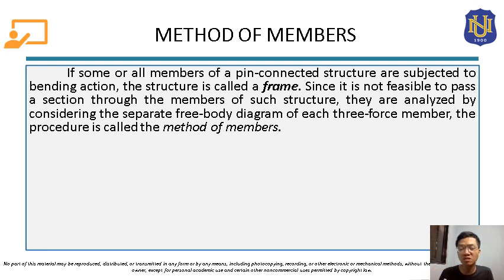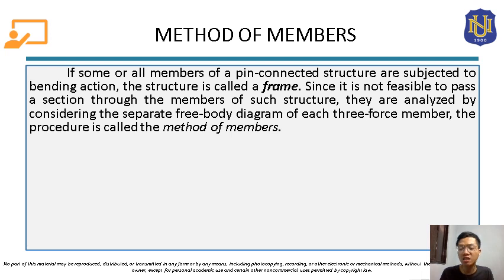But here in frames, the members are not just subjected to axial forces, so we cannot do that. We cannot apply method of joint. Also for method of section in trusses, we cut the truss into sections, right? And we know that the cut members in that section will just give us an axial force, a single force, for each member.